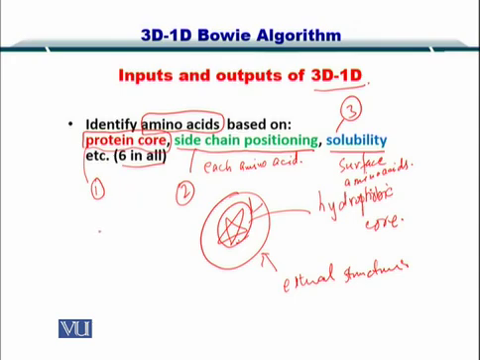So the profile can be, for instance, let's say for amino acid alanine. Does it occur in the protein core? Let's say yes, so 1. Side chain positioning, let's say arbitrarily in rotamer configuration 1. And solubility, let's say 0. And so on. So this is one profile for alanine. Similarly, you can create a profile for the 20 different amino acids.